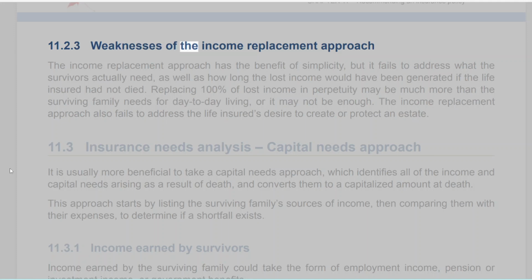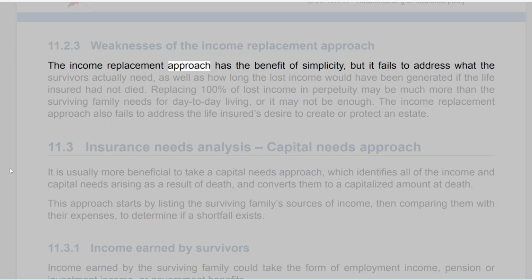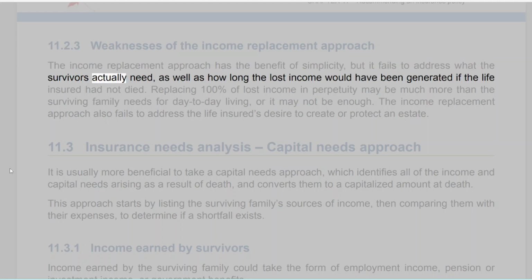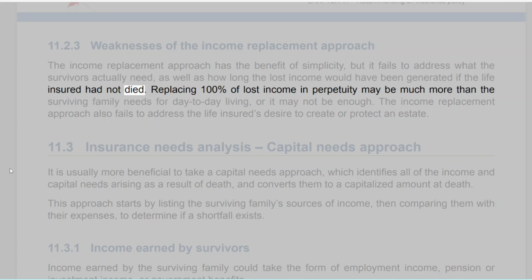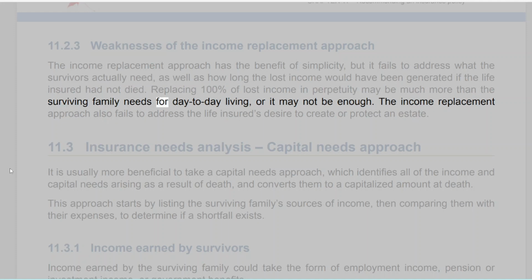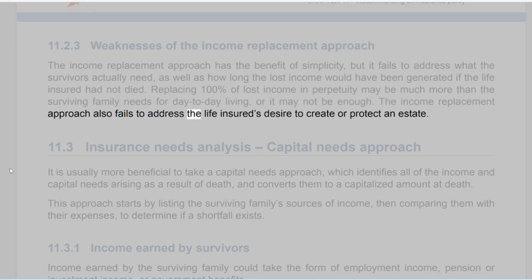1.1.2.3 Weaknesses of the income replacement approach. The income replacement approach has the benefit of simplicity, but it fails to address what the survivors actually need, as well as how long the lost income would have been generated if the life insured had not died. Replacing 100% of lost income in perpetuity may be much more than the surviving family needs for day-to-day living, or it may not be enough. The income replacement approach also fails to address the life insured's desire to create or protect an estate.